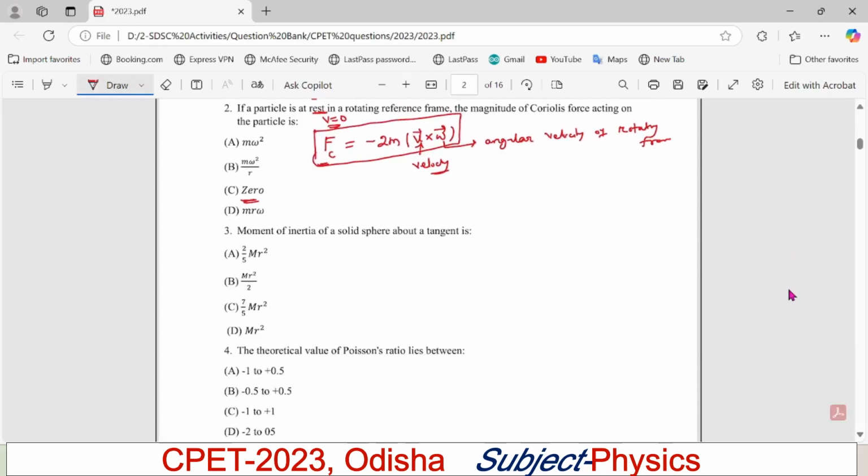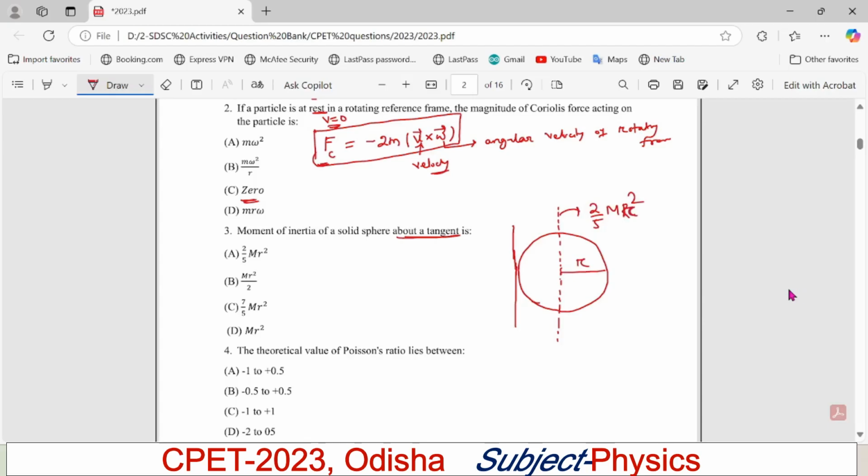Next question, moment of inertia of a solid sphere about a tangent. Okay, so this is the solid sphere. About the tangent means about this one. What will be the moment of inertia? See, we know that moment of inertia about the diameter of a solid sphere is your 2 by 5 m r square. So here small r is the radius of the solid sphere.